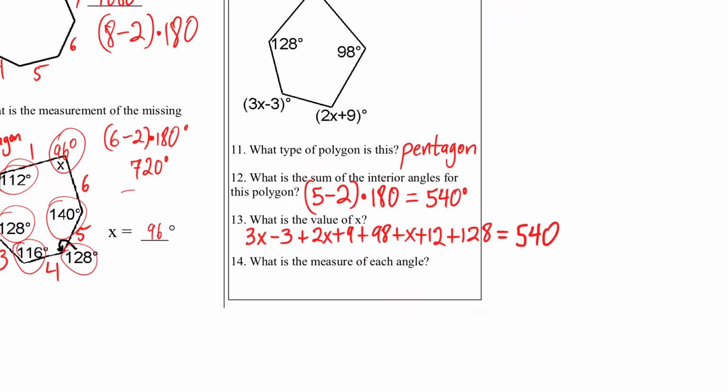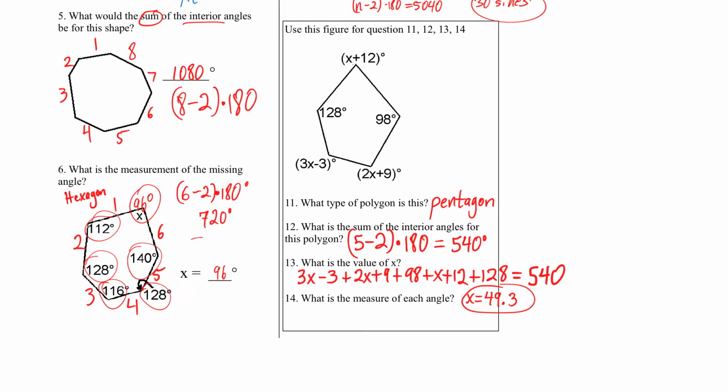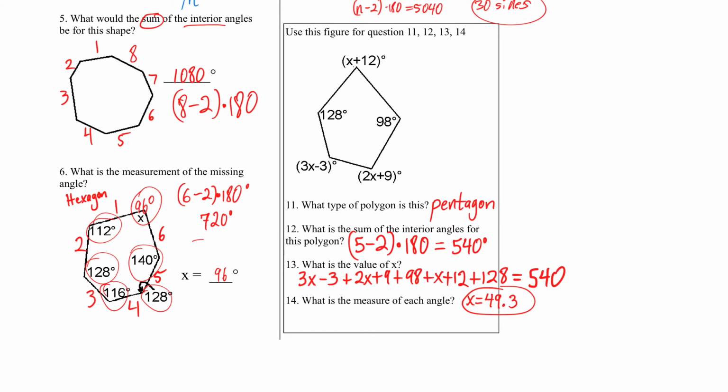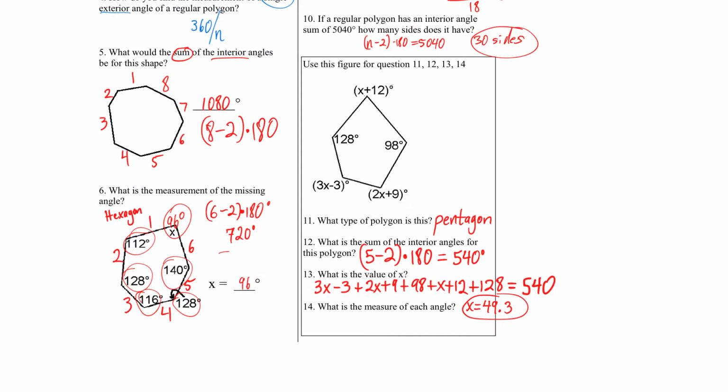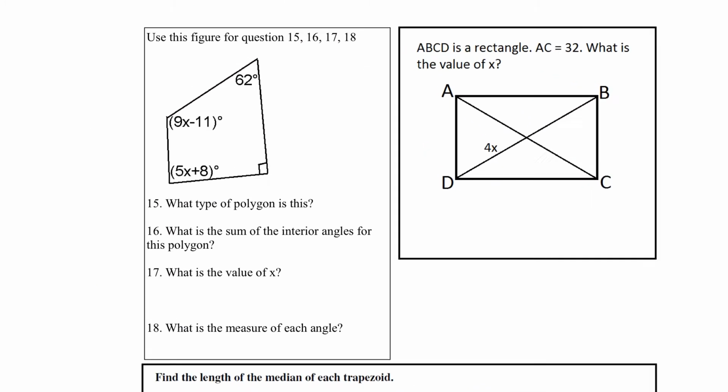All right, we already got this one all set up. What'd you get for the value of x on this one? You get 49.3. Then it says, what's the measure of each angle? So you take that 49.3, plug it back in up there and see how big those are. Like up on this top one, if you have 49.3 plus 12, that's going to give you 61.3 degrees. And then you do the same thing on those other two. Okay, on the next page.